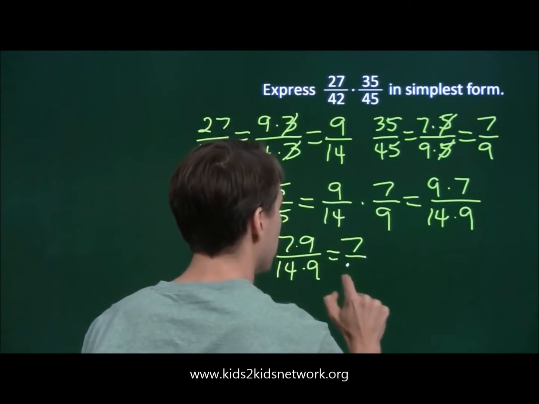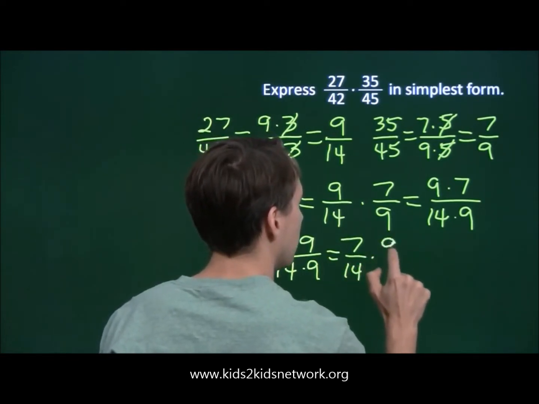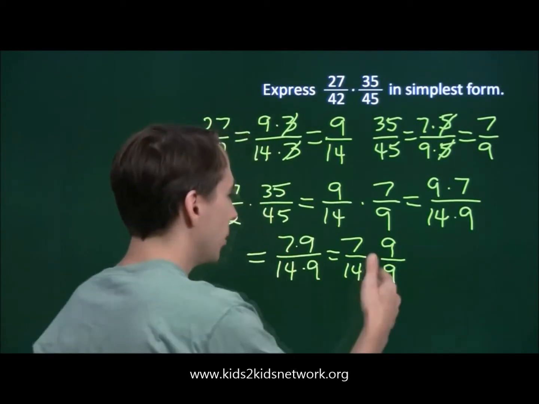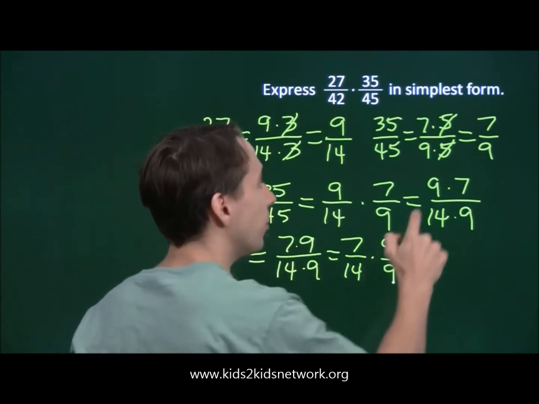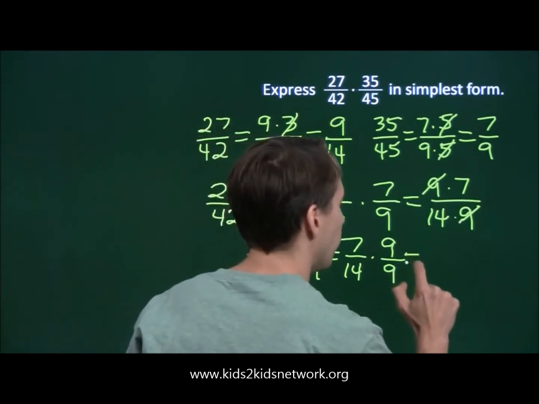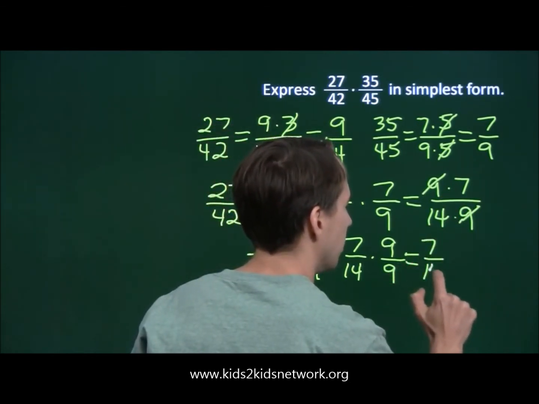It's just the multiplication of two fractions. 7 over 14 times 9 over 9. Of course, 9 over 9 is 1. That goes away. So sure enough, we could have just canceled all the way back here. The 9's go away, and we're left with 7 over 14.